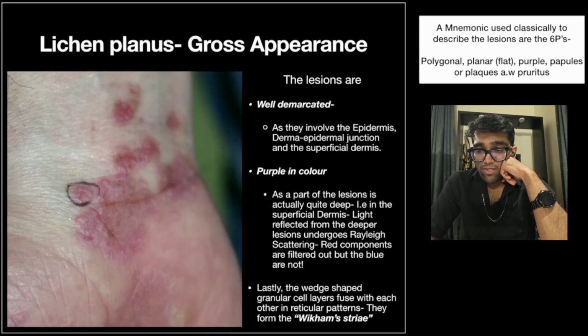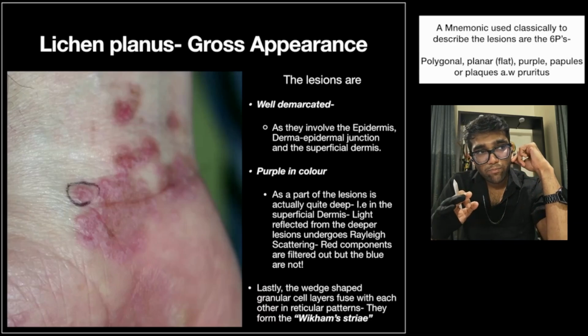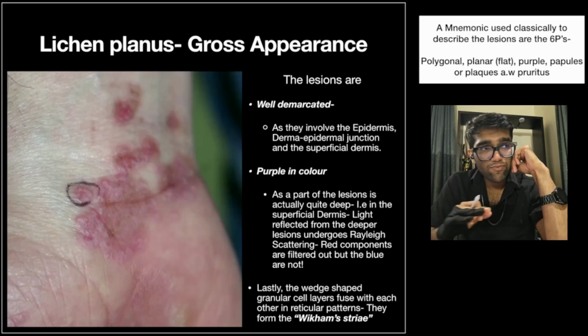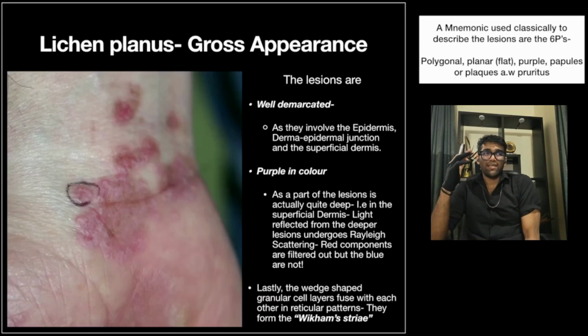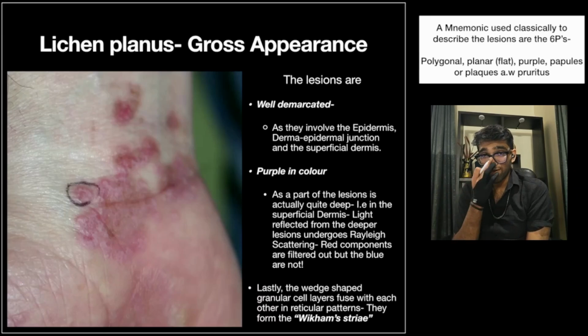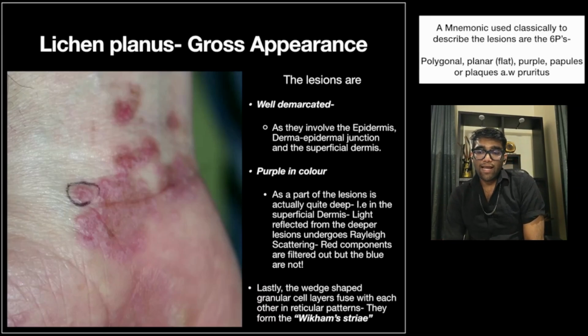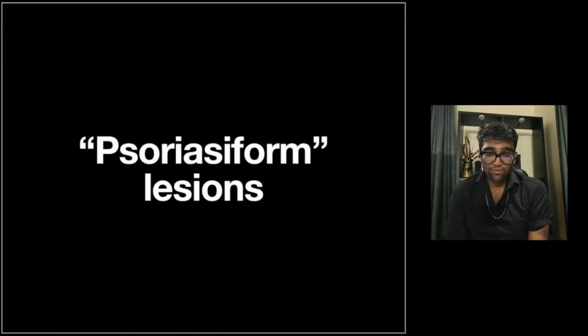These are flat-topped. Papules or plaques, again, because if they're very small, the flatness may not be apparent, or plaques refers to a lesion that is slightly larger in size and is flat-topped. Okay, I'm not going into the definitions of it because that doesn't really help you in differentiating lesions, so I don't really want to waste your time on nomenclature. And purple, because there's more Rayleigh scattering than expected happening, and pruritic lesions.